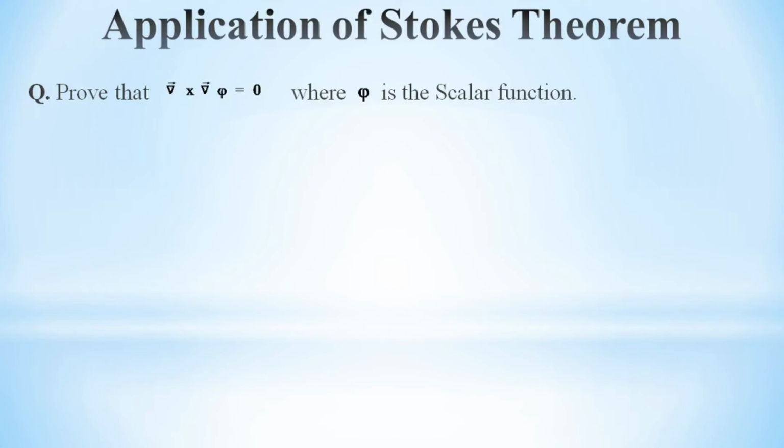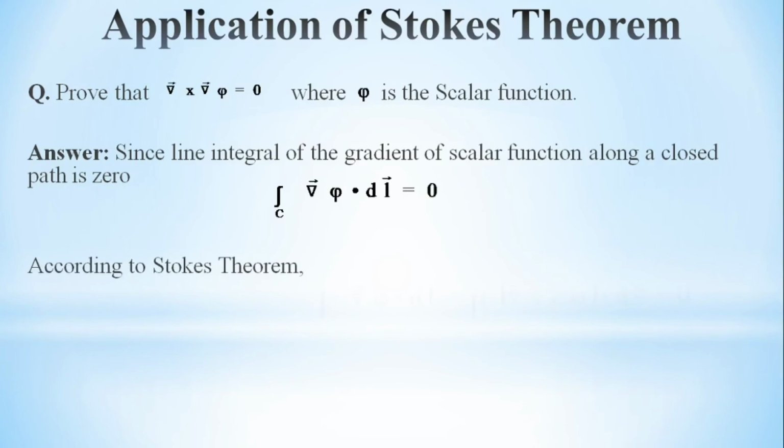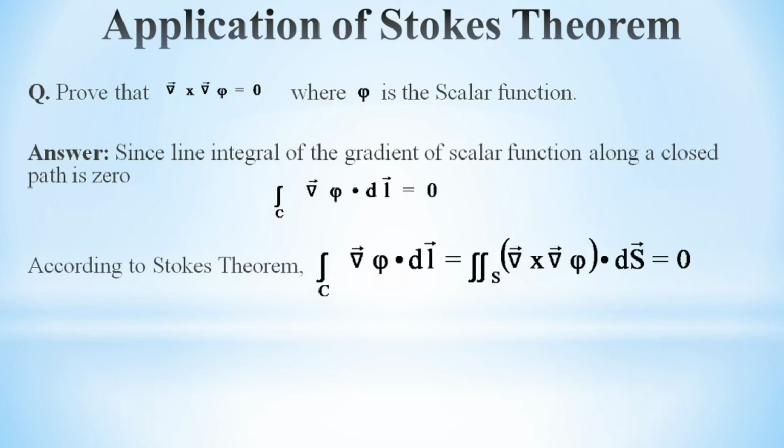Application of Stokes' theorem. Prove that del cross del phi is equal to 0, where phi is a scalar function. Since the line integral of the gradient of a scalar function along a closed path is 0, that is, the line integral over C of del phi dot dl is equal to 0. According to Stokes' theorem, we have the line integral of del phi dot dl equal to the surface integral of del cross del phi dot dS, that should be equal to 0.